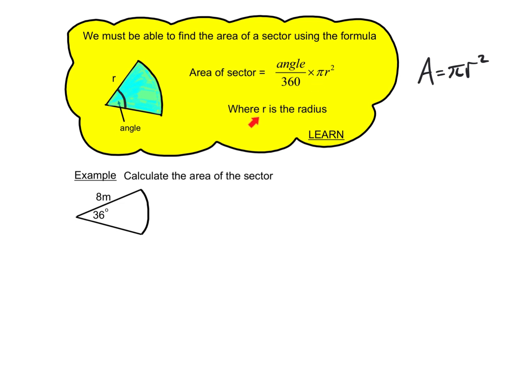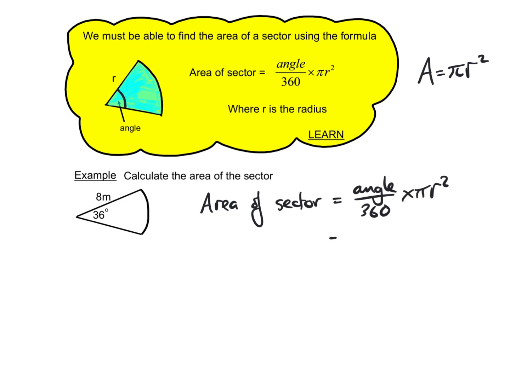So r in the formula stands for the radius, and again that's important that we pay attention to that, and we'll go on and just have a shot at the first question. So first question here, dead straightforward, calculate the area of the sector. Now, formula here, area of a sector is given, so we're going to quickly write that down. Now the formula is area of a sector equals angle over 360 times pi r squared, and what we've got to do then is just start to fill that in.